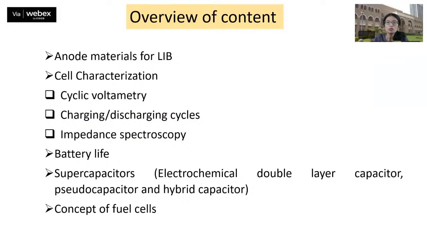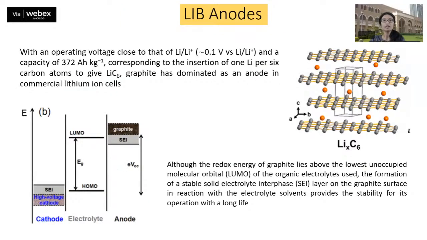And with this, we'll conclude our entire discussion regarding batteries, and then we'll move on to supercapacitors, where we'll be talking about electrochemical double layer capacitors, pseudo capacitors, and hybrid capacitors. And this will be followed by a short overview on fuel cells. So with this, let's first get into the mode of electrode materials for lithium-ion battery.